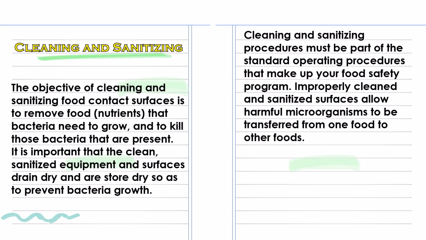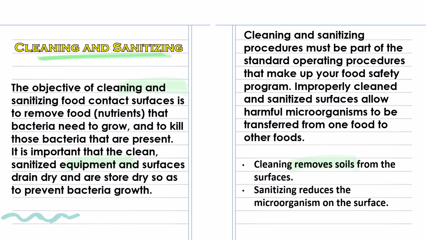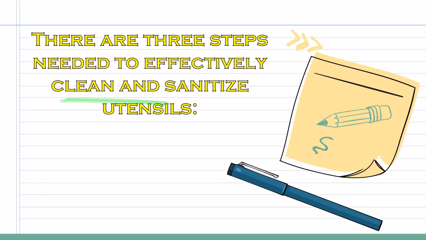Cleaning and sanitizing procedures must be part of the standard operating procedures that make up your food safety program. Improperly cleaned and sanitized surfaces allow harmful microorganisms to be transferred from one food to other foods. Cleaning removes soils from the surfaces, while sanitizing reduces the microorganism on the surface. There are 3 steps needed to effectively clean and sanitize utensils. First is washing. Second is sanitizing, and third is drying.